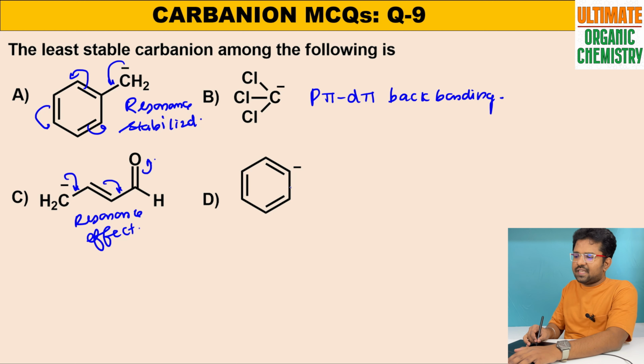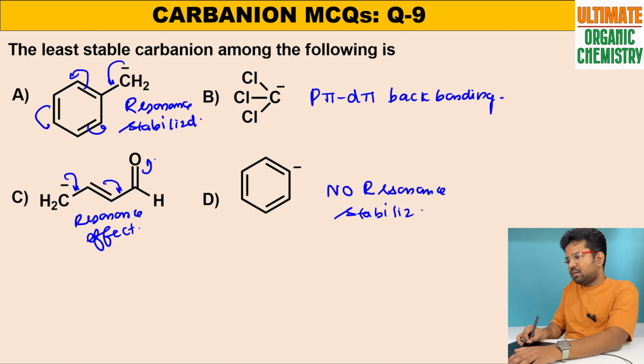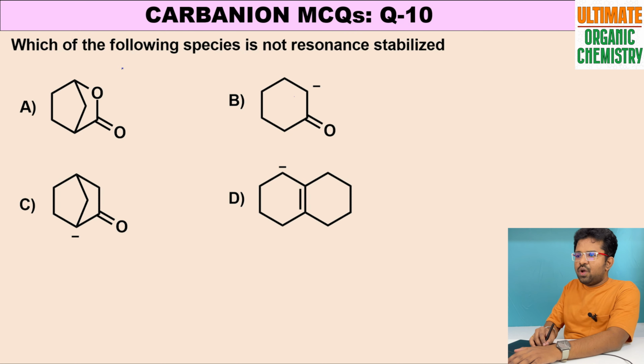And the fourth case is an example of phenyl anion. So in this case, there is no resonance stabilization. So the question is, which is the least stable carbanion. So in this case, D is the right answer. And the last question is, which of the following species is not resonance stabilized?